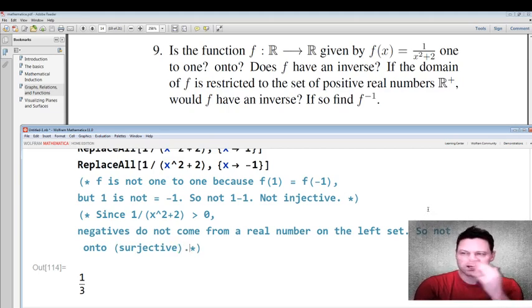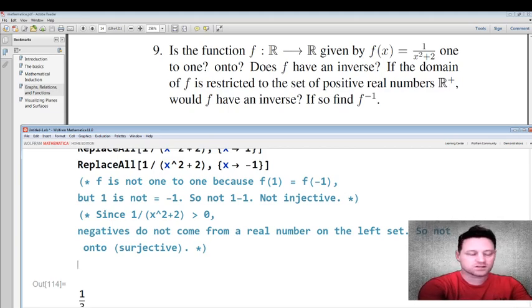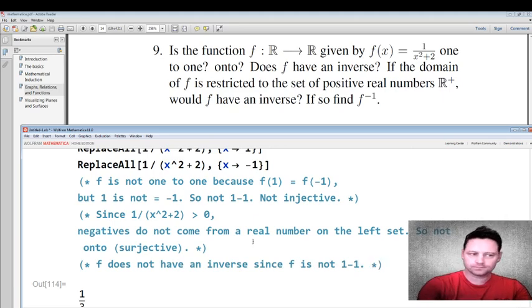Now the third question asks, does f have an inverse? Well, the answer is no, because f is not 1-to-1. So let's note f does not have an inverse since f is not 1-to-1. Okay, so that's that answered.